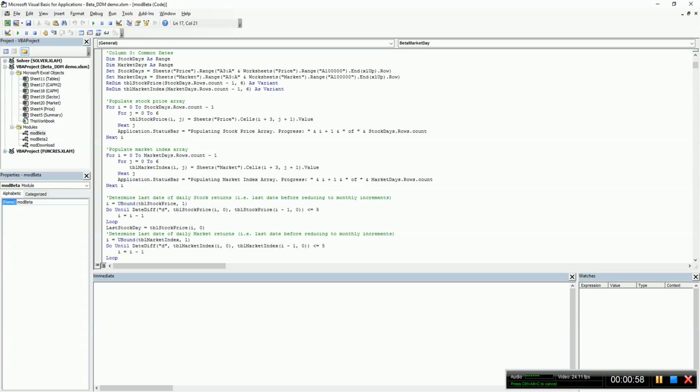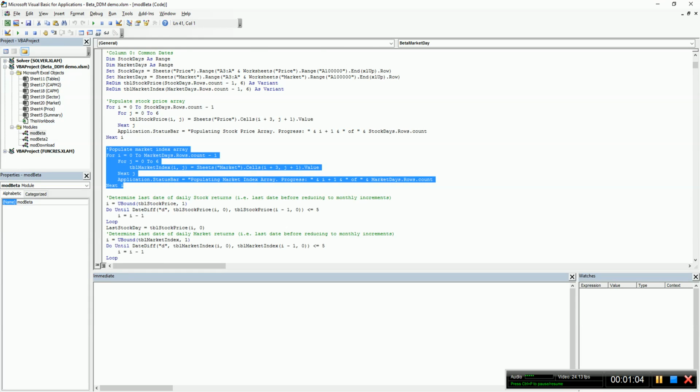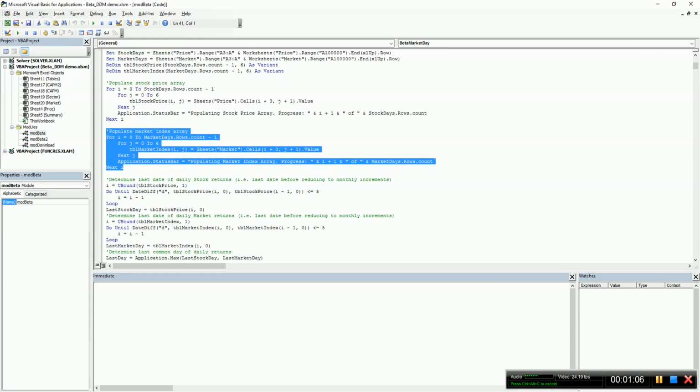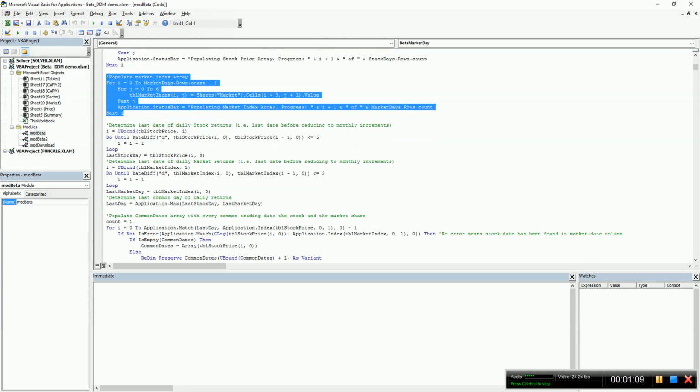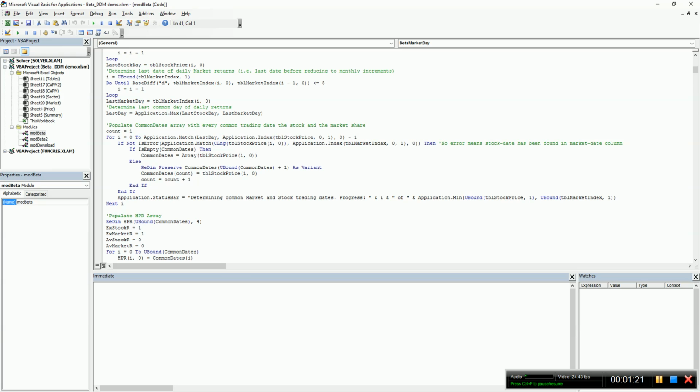So it just basically imports all the data from the spreadsheet, the market data and the stock data. It determines the last date of daily stock returns, the last date of daily market returns, and then finds the max of that. Then we're populating an array here that has trading dates which are common between both the market and the stock. So we're only comparing data which is available for both the stock and the market.